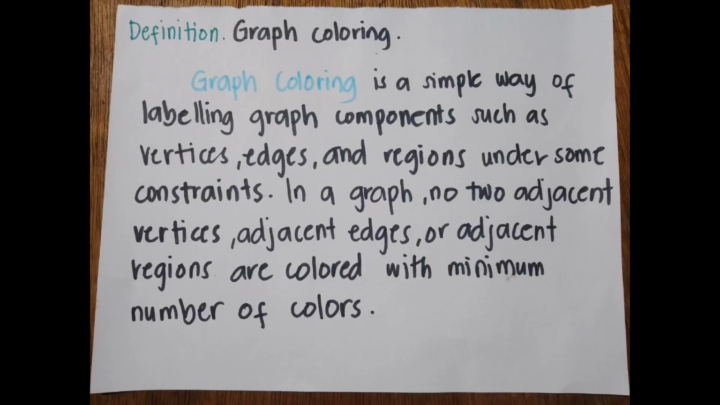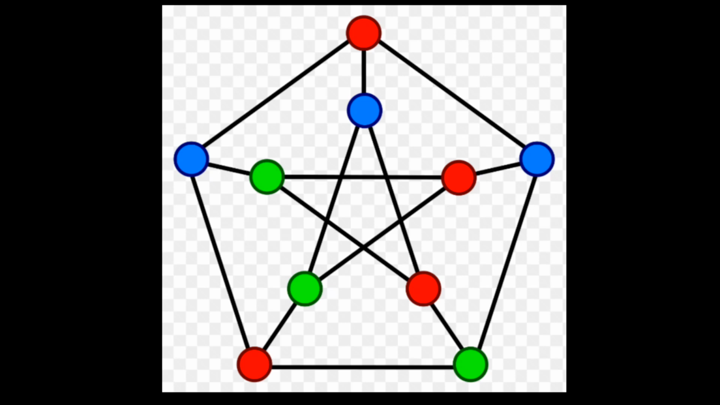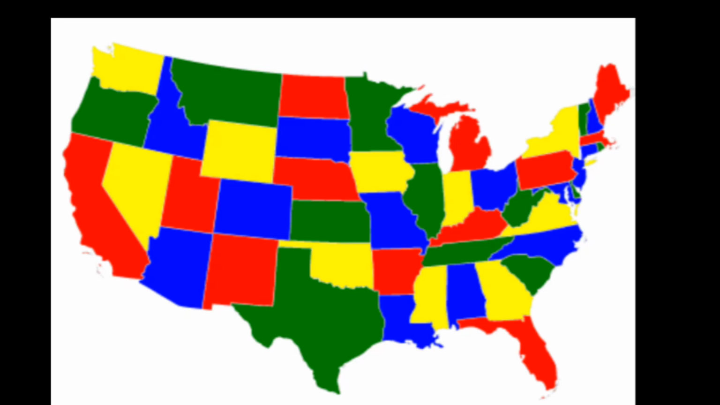In this video, I am going to discuss vertex coloring. But before that, let me first define what is graph coloring. Graph coloring is a simple way of labeling graph components such as vertices, edges, and regions under some constraints. In a graph, no two adjacent vertices, adjacent edges, or adjacent regions are colored with the same color, using the minimum number of colors. Vertex coloring, edge coloring, and map coloring are some examples or types of graph coloring. But in this video, let's focus on vertex coloring.